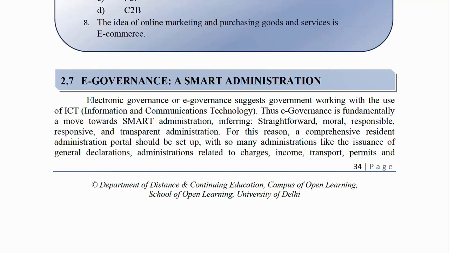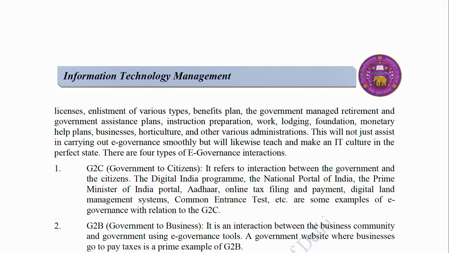With so many administrations like the issuance of general declarations, administrations related to charges, income, transport, permits and licenses, and listing of various type, benefits plan, the government managed retirement and government assistance plans, instructions preparation, work, lodging, foundation, monetary help plans, businesses, horticulture and other various administrations. This will not just assist in carrying out e-governance smoothly, but will likewise teach and make an IT culture in the perfect state.